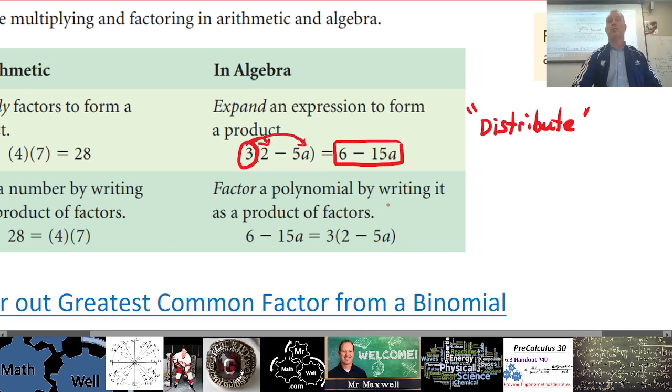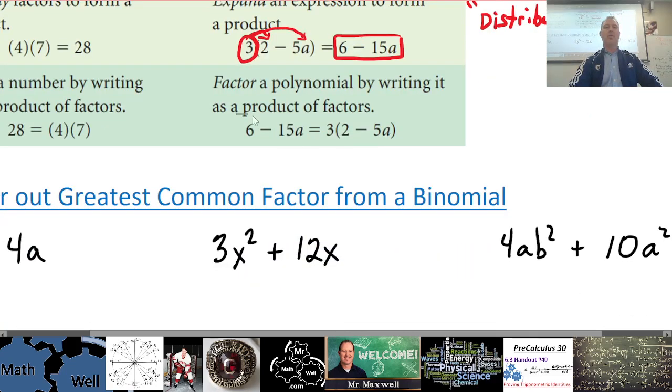Now factoring is what we're going to focus on in this lesson, factoring polynomials. If you think about factoring at the most basic form, it's breaking down a binomial or a trinomial into factors, so two things that are multiplied together. Because we just multiplied this out, we can see how we can break up 6 minus 15a. I can remove a common factor from both terms, and then write whatever's left over when you divide that factor out.